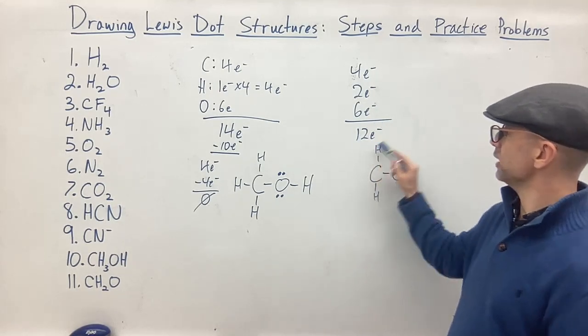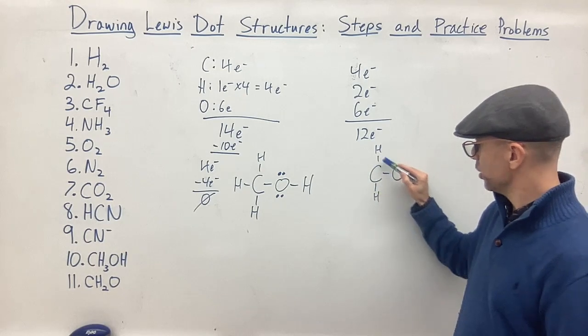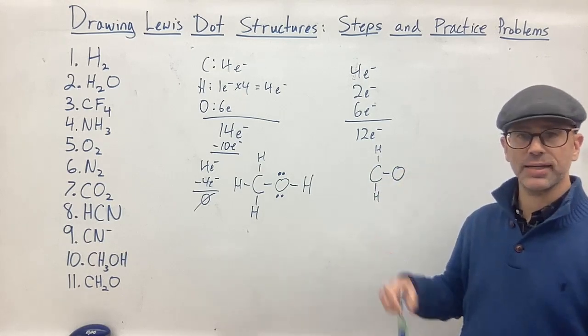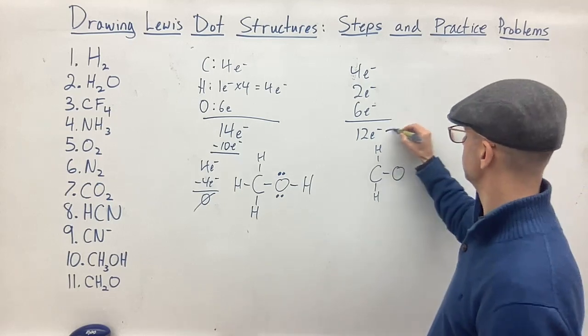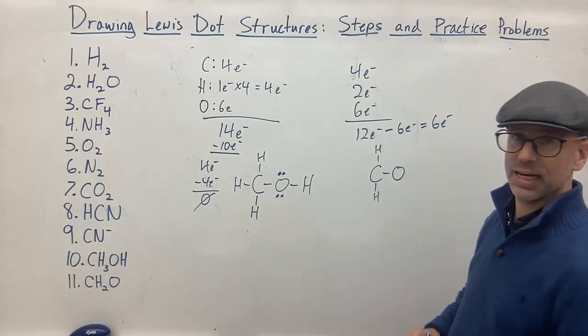So I have 12 electrons total, so I need to subtract 2 for each bond. So that's 3 bonds, 2 for each bond, that's 6. So I'm going to subtract out 6. So minus 6 gives me 6 electrons left.